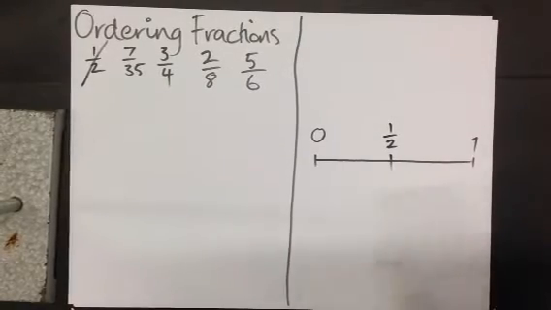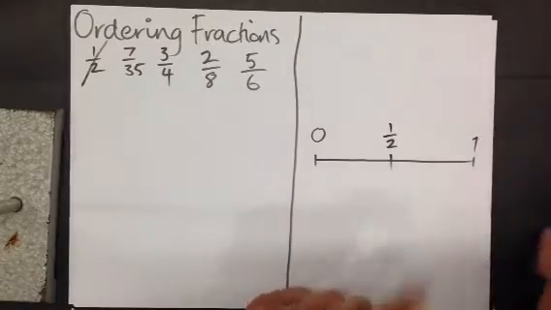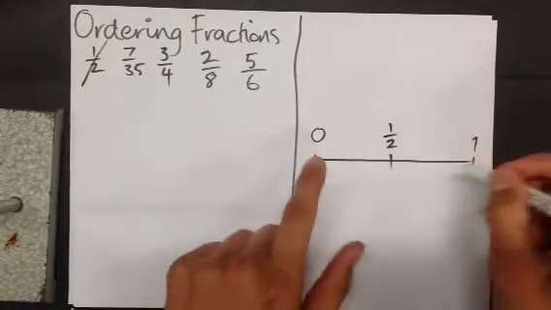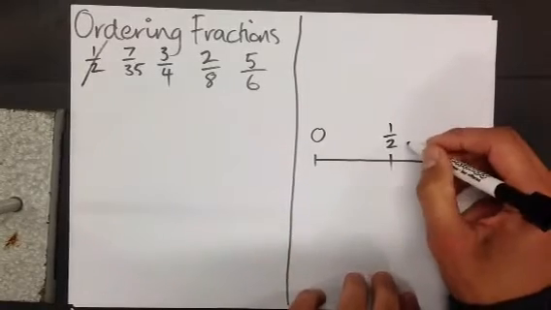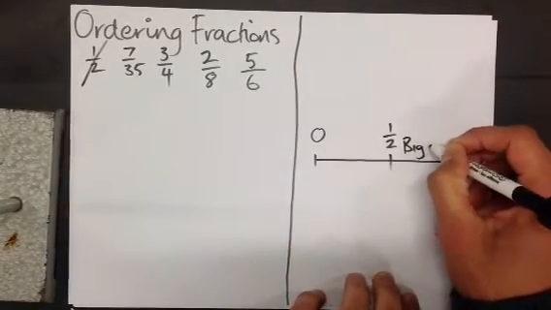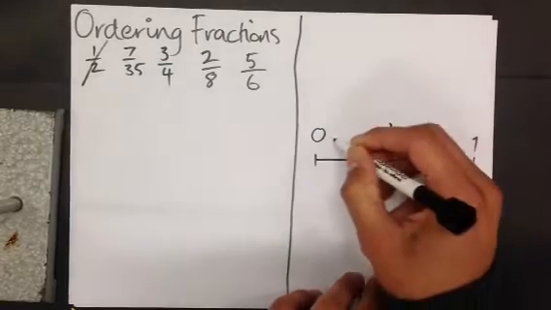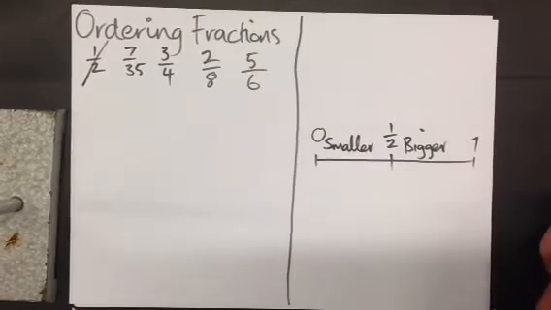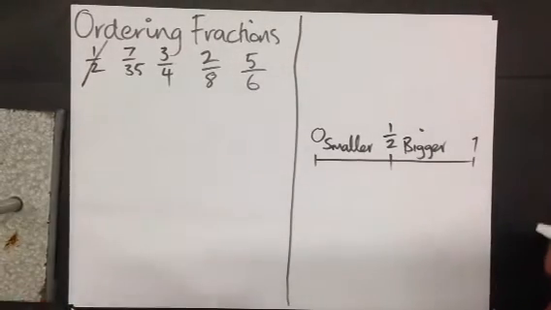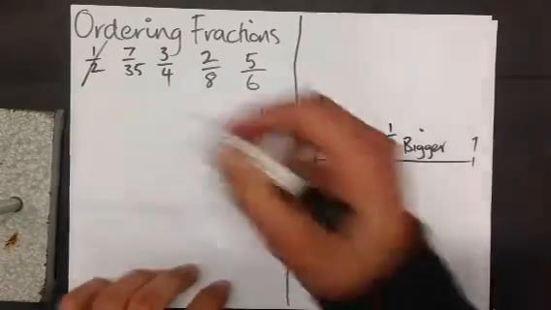What I need to do now is look at the other fractions that I've got here and work out whether they are smaller or larger than 1/2. The next thing I can do is put those on the number line, depending on whether they're bigger or smaller. Bigger on that side, smaller to the left. So what I need to do now is compare the numbers to 1/2 and decide whether they are actually bigger or smaller.